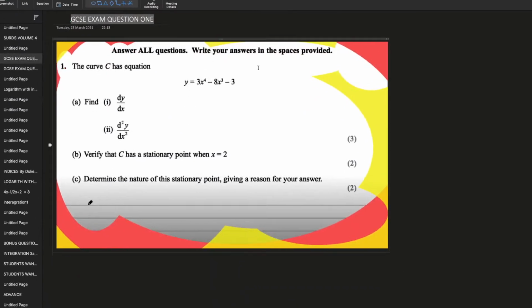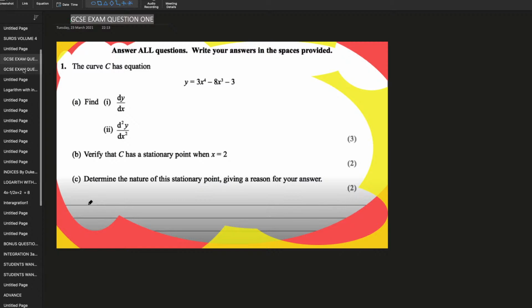Awesome. Beautiful. We have a question here that says, answer all questions. Write your answers in the spaces provided. This is GCSE examination question 1. A curve has an equation. Okay, let's see. y is equal to 3x raised to the power 4 minus 8x cubed minus 3.